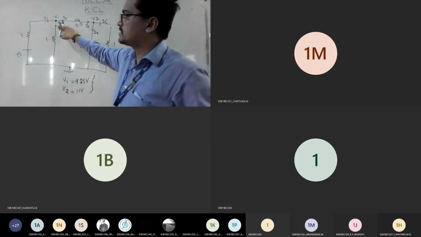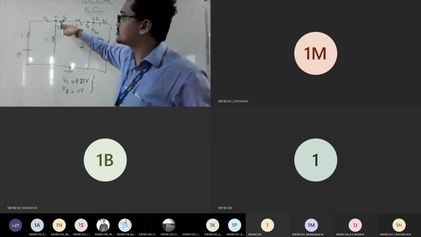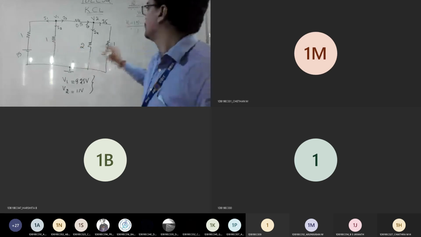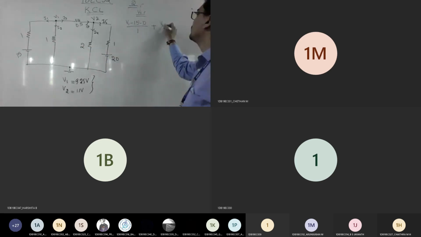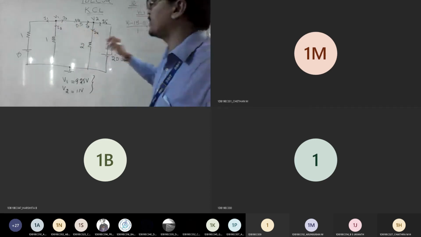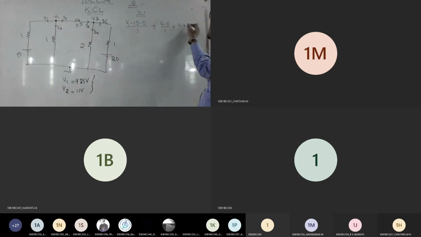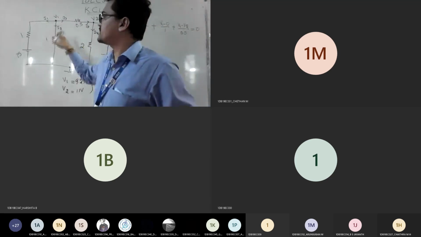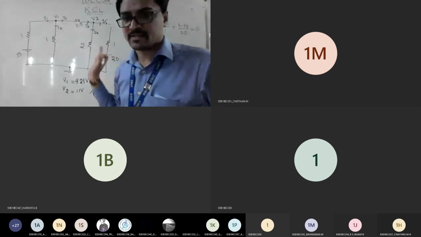Next, this branch. So plus (V1 minus 0) divided by 1. Again plus (V1 minus V2) by 0.5. Any branches left out? That's it, right? So you have 3 branches. I have written all 3 branches.